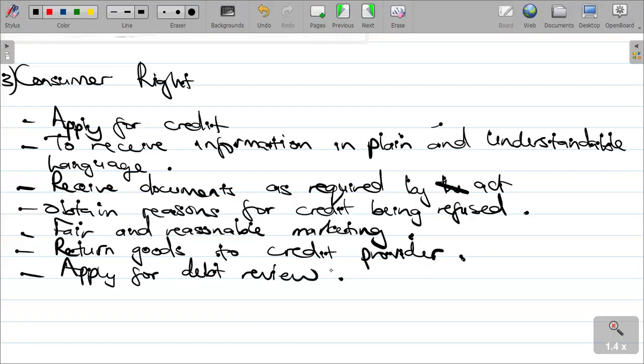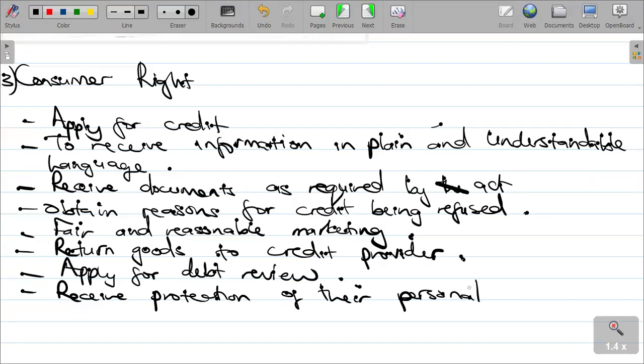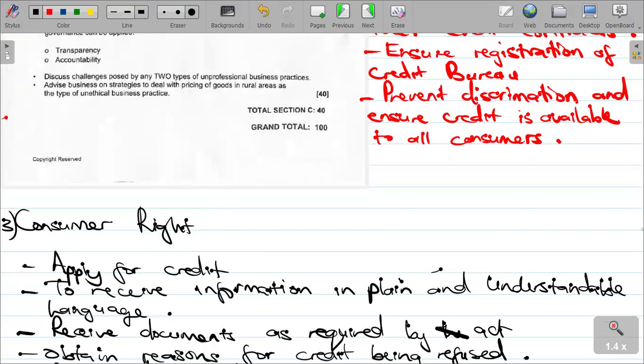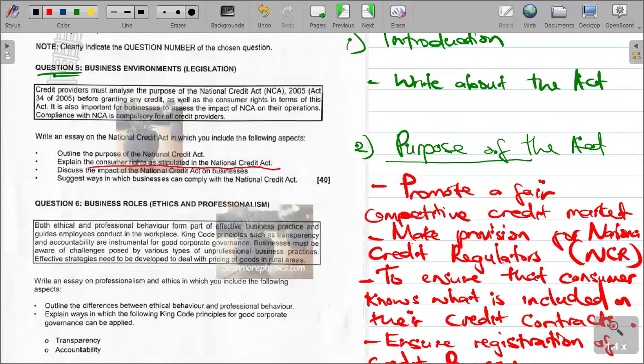You see, these are the rights. He also has a right to receive protection of their personal information. Let's move on to the last one.